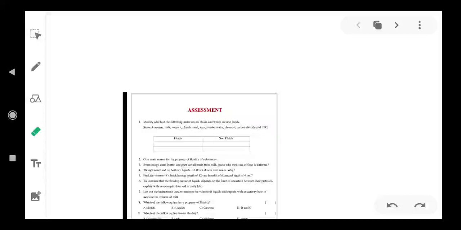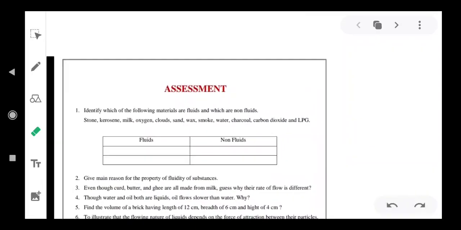Good morning, children. Today we discuss worksheet number 4. See here, in this first question: identify which of the following materials are fluids and which are non-fluids. The given materials are stone, kerosene, milk, oxygen, clouds, sand, wax, smoke, water, charcoal, carbon dioxide and LPG.